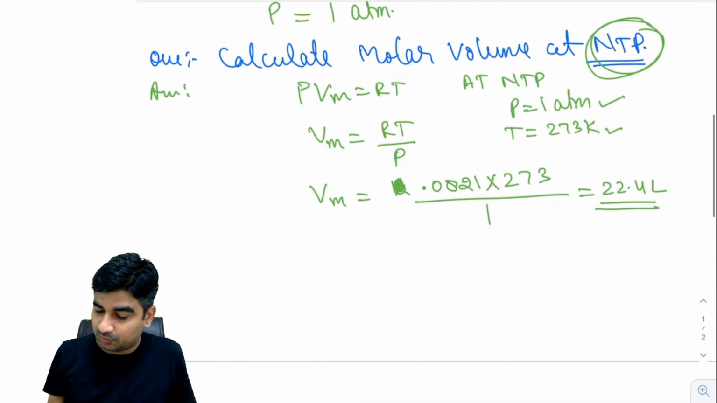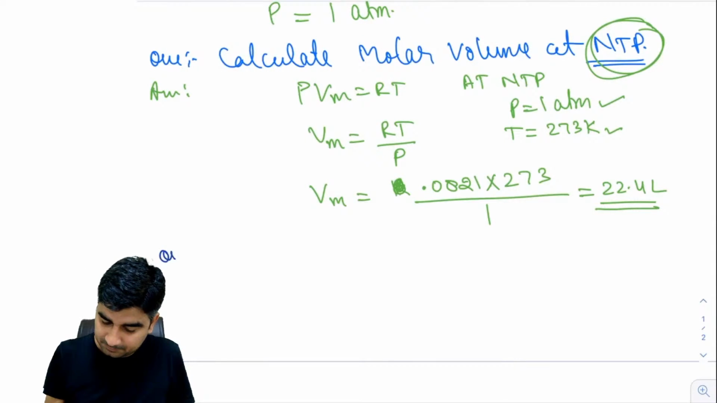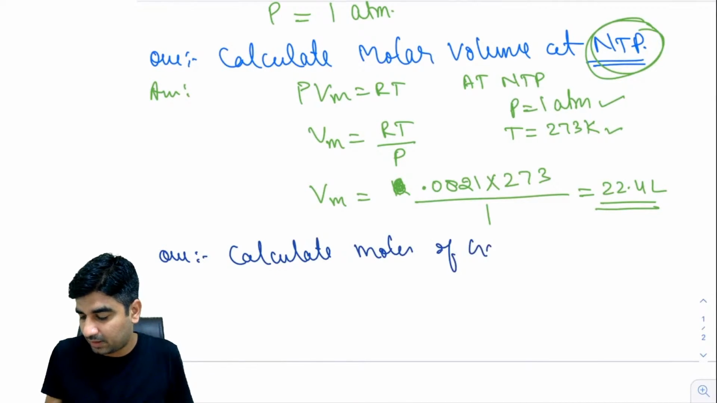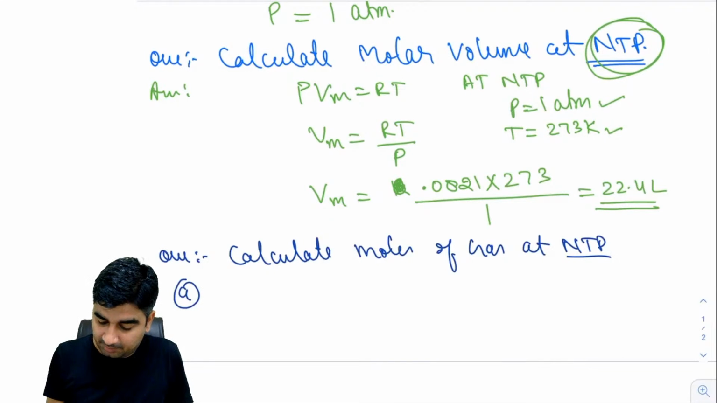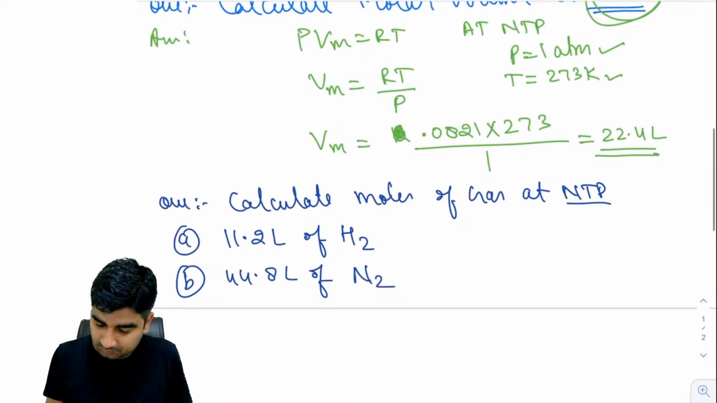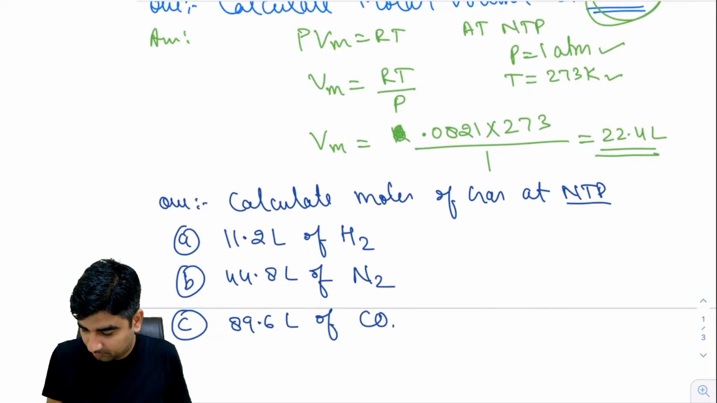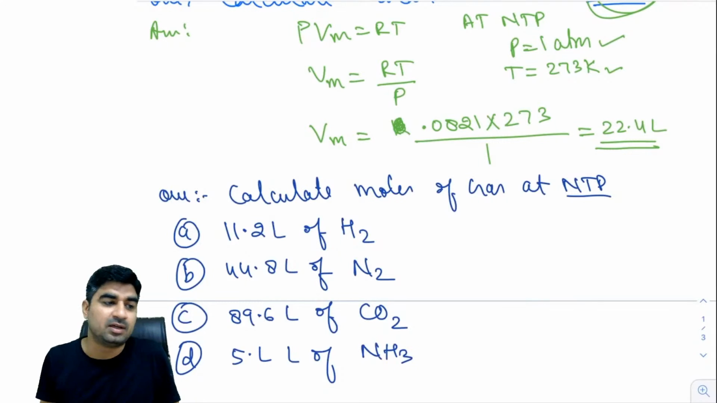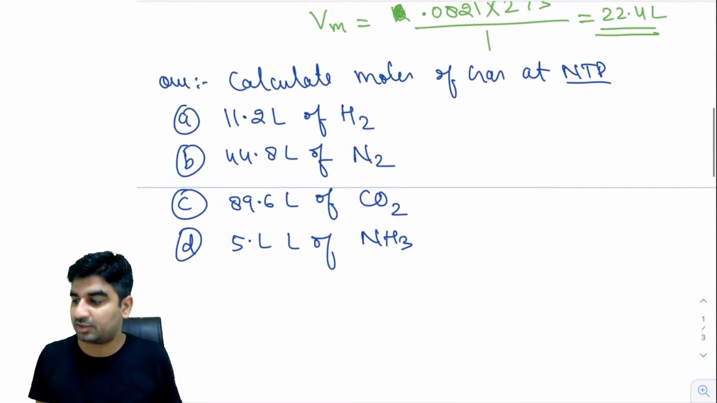If I ask you, calculate moles of gas at NTP, and all volumes given are at NTP, and I am giving you 11.2 liter of H2, 44.8 liter of N2, all volumes are taken at NTP. Just do the calculation, calculate the moles.